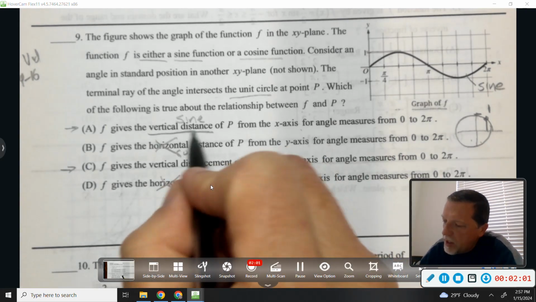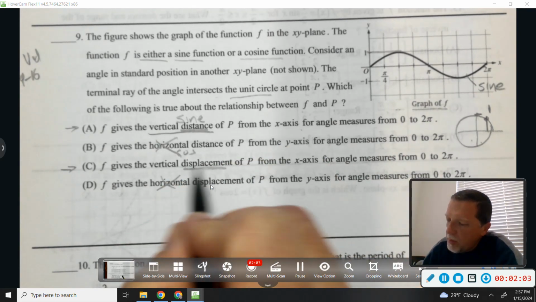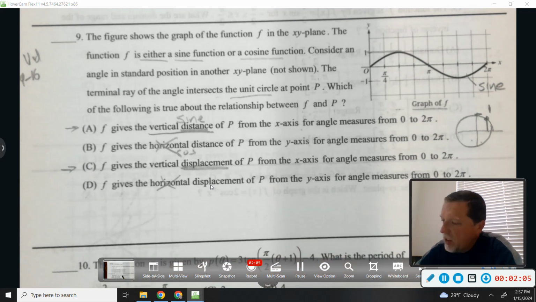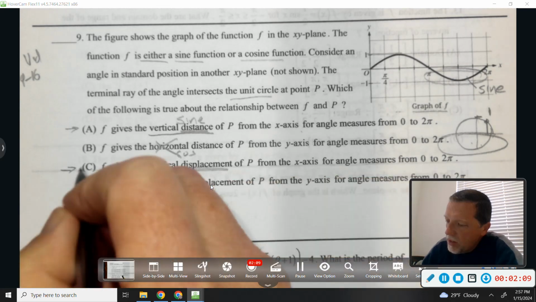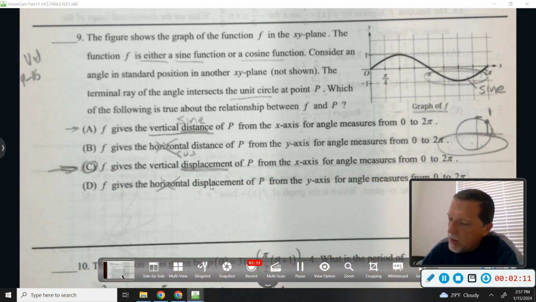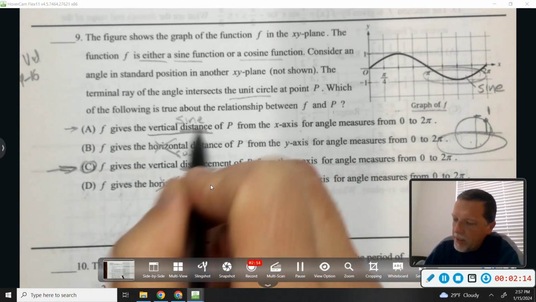Distance is always positive. Displacement could be positive or negative. So I can have negative here, I can have negative here. So I think I better go with displacement rather than distance.